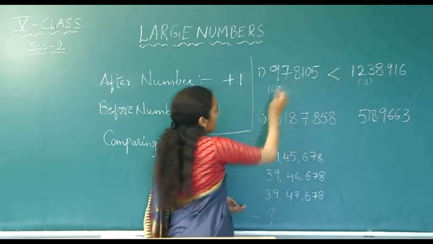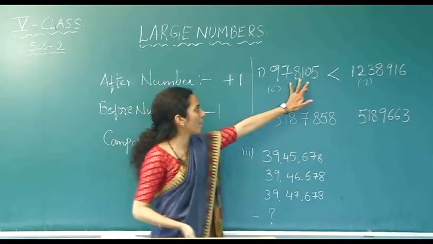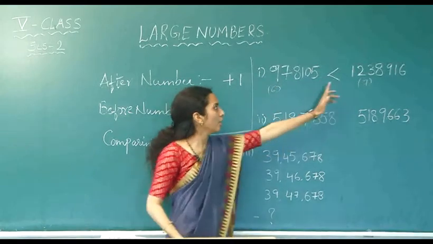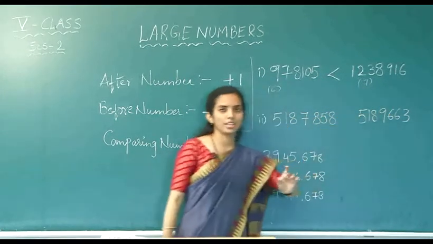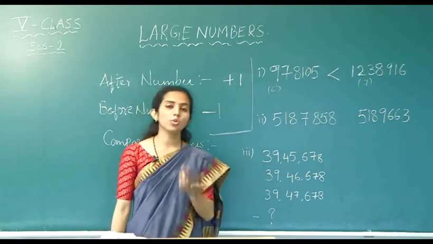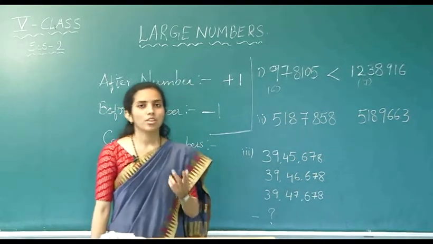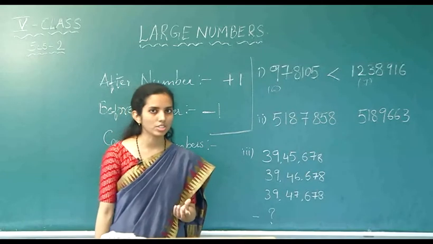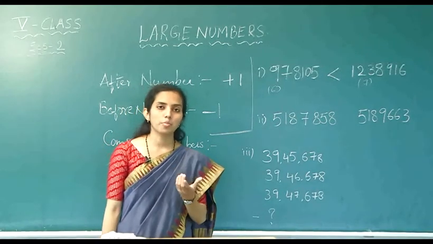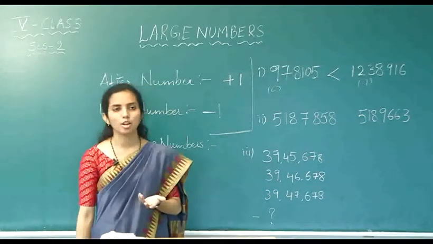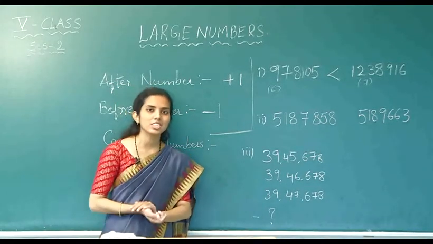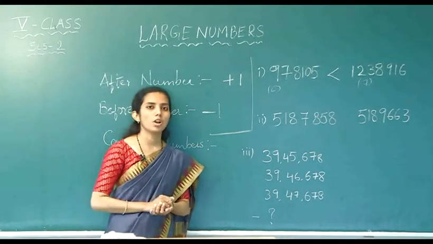So, 9,78,105 is lesser than 12,38,916. When we are given two numbers, first of all we have to count the digits. Whatever number is given with more digits will be the bigger number, and the number with fewer digits will be the smaller number.